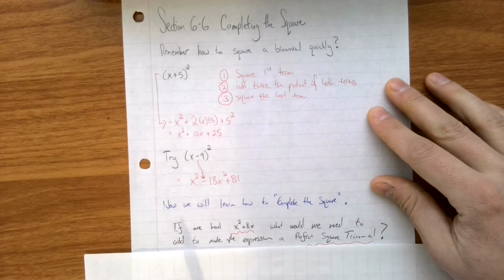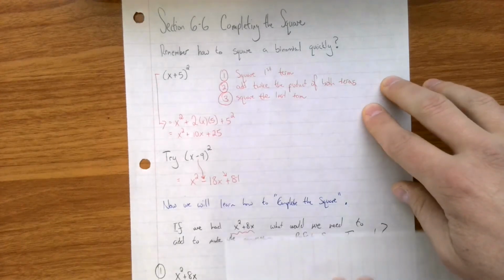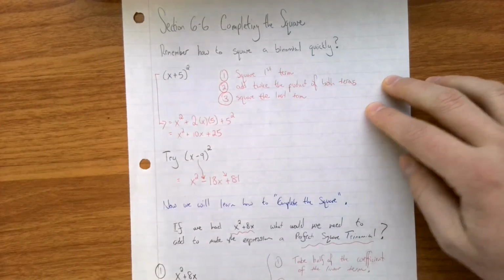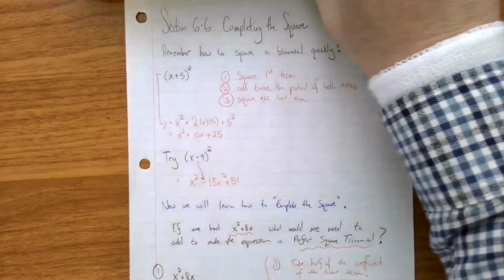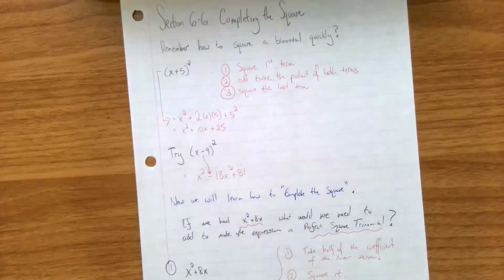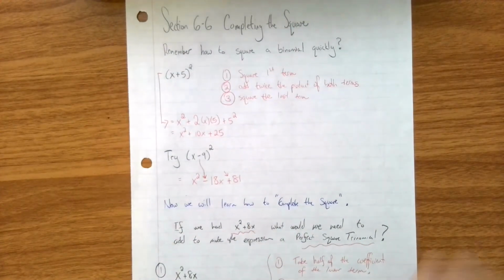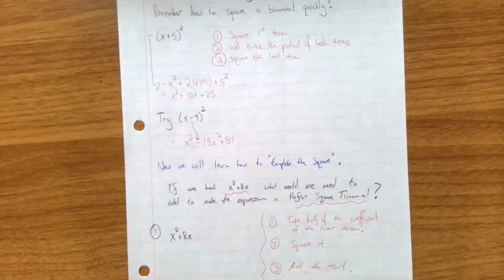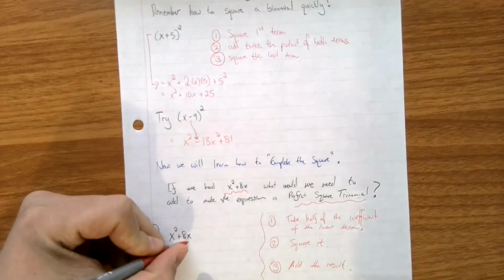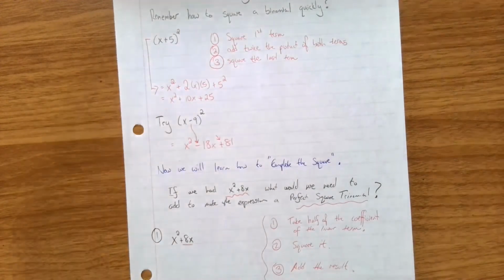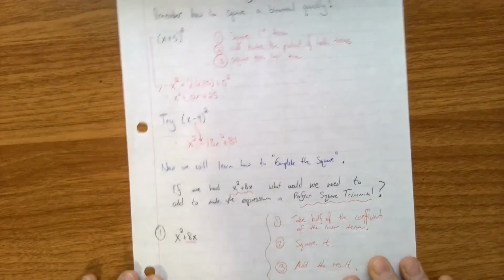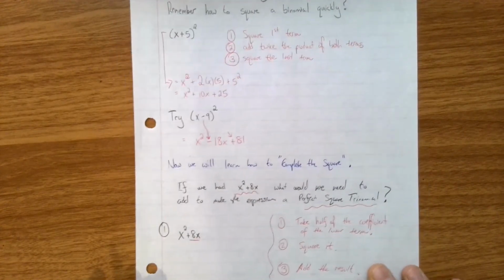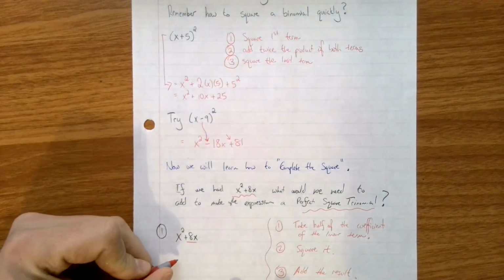So what we are going to do is take half of the coefficient of the linear term, that's this one. We are going to square it and then add the result. Once again, we are going to take half of our linear term.